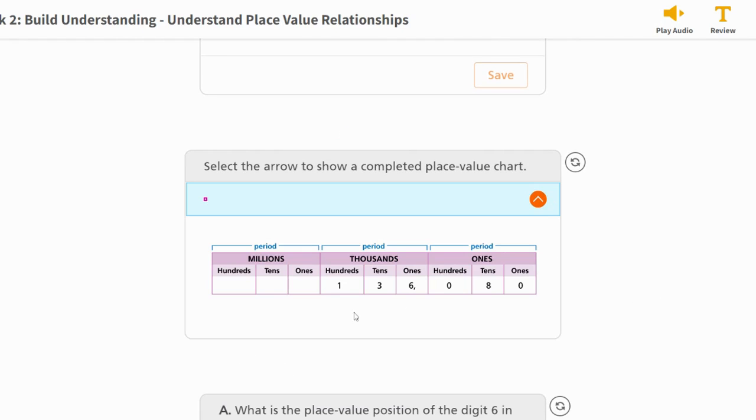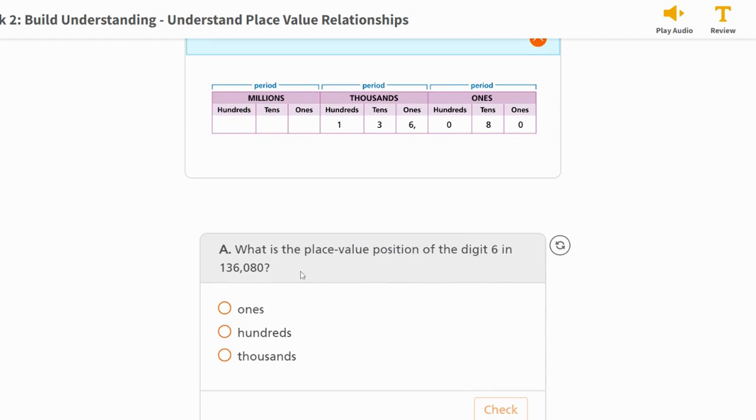Here's a correct place value chart. It looks just like ours. So let's answer the question, what is the place value position of the digit 6? So looking at this number chart, is 6 in the ones place, the hundreds place, or the thousands place? Well, it says ones, but it's actually in the thousands period. So this is worth 6 thousands.